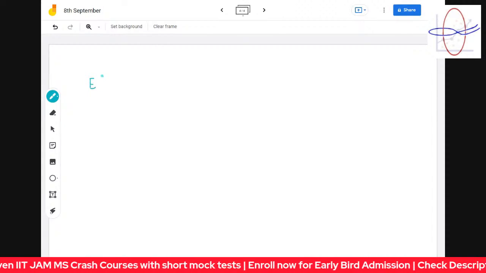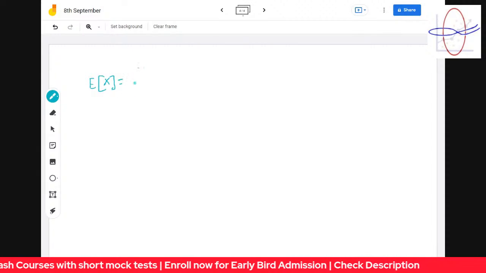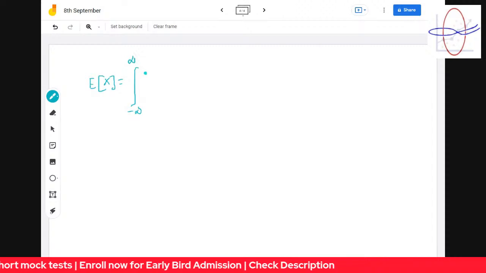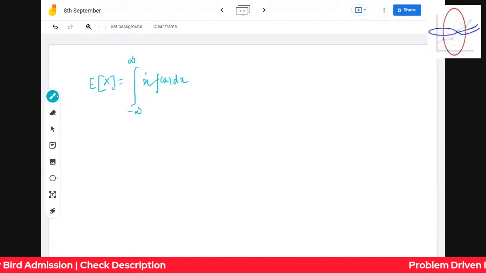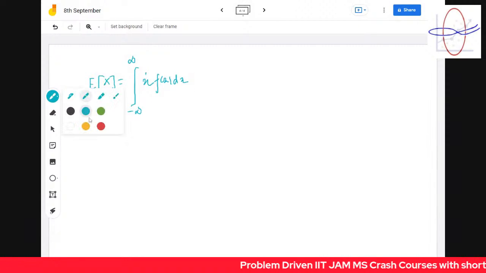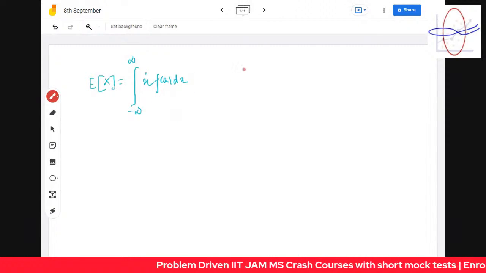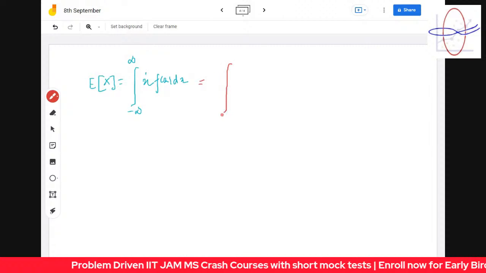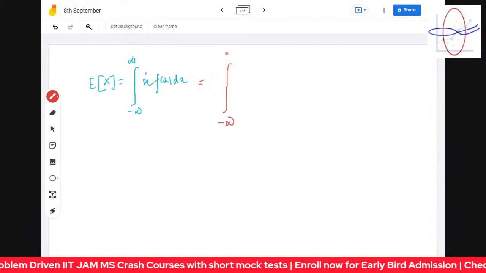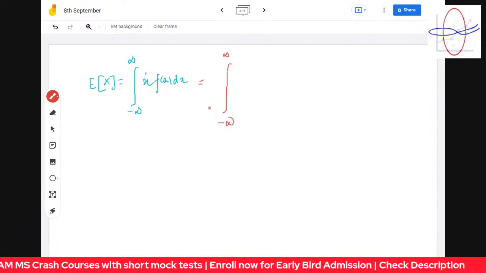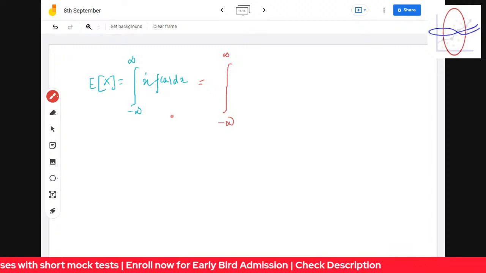Expectation of x is equal to the integration from minus infinity to infinity of x f(x) dx, if it exists. The thing is that I assumed it exists and did this problem. That was geometrically, but it may not exist, and I will give an example. Now you want to use the symmetry of the distribution density function f(x).